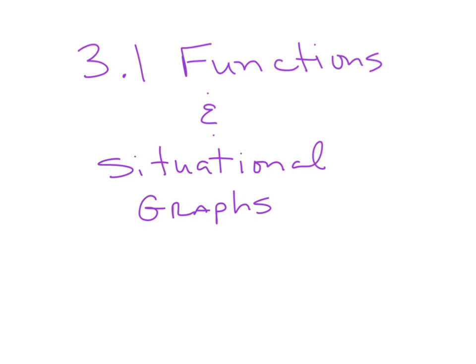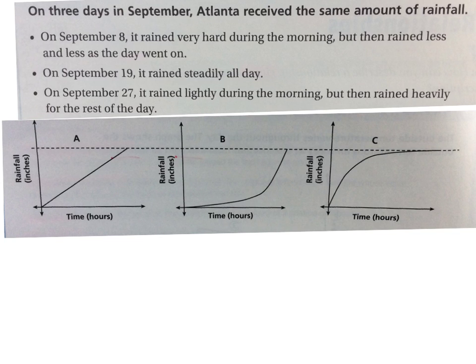Okay, we're going to take a look at chapter 3.1, functions, but in this case we're going to look particularly at situational graphs. As you see, you have graph A, B, and C, and it's time in hours versus rainfall.